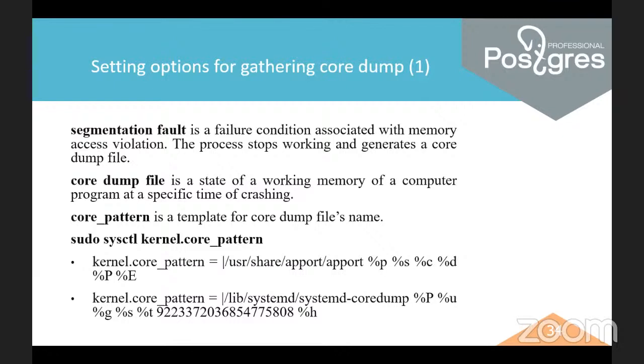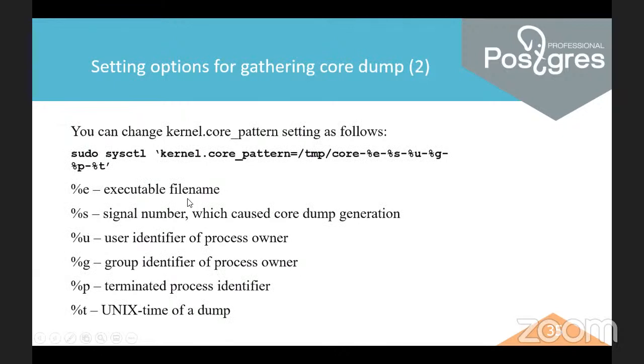So when you ask some Postgres expert to help you, they will come and see this core dump, and then they will see a lot of things like function names, variables, their values, stack traces, everything they need to find the problem's origin. So be aware of it. And this is an example of how you can set options for gathering core dumps.